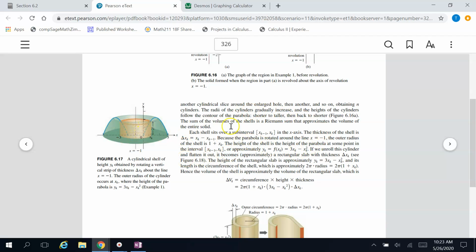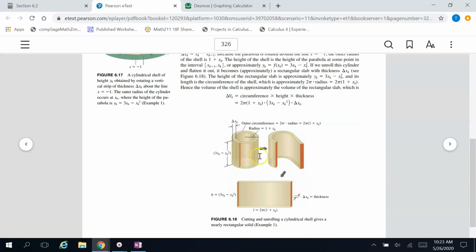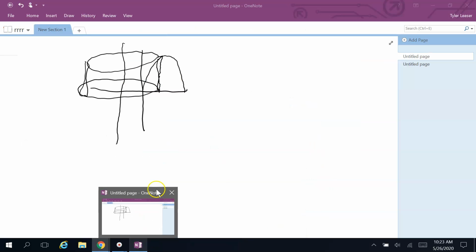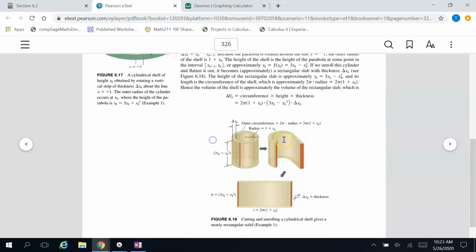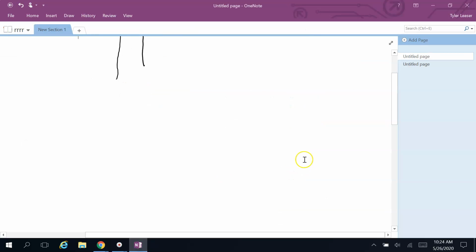There's a lot of math behind the scenes here, and I'm going to try to simplify it in OneNote. The only thing I want to point out before we move over there is that the volume of an open cylinder, if you stretch it out, ends up being a rectangular prism. So the volume of a cylinder is really the same thing as the volume of a rectangular prism.